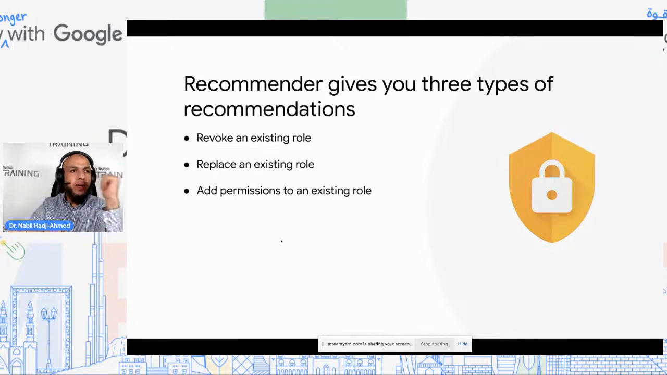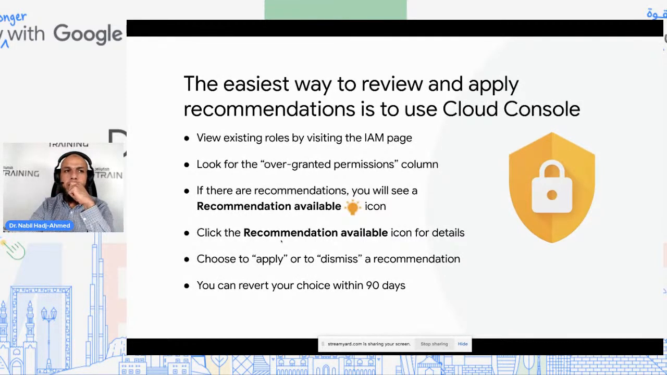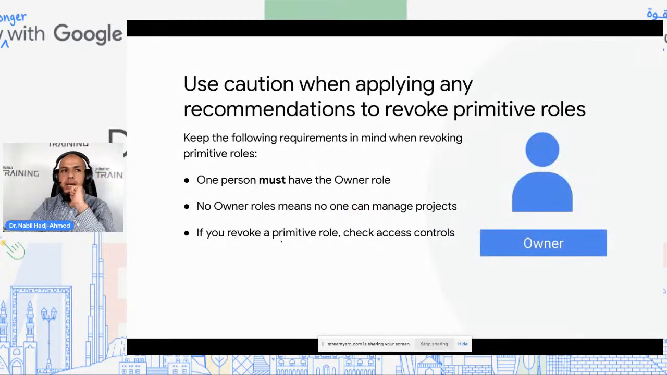So there are three types. You can revoke an existing role that hasn't been used, or replace it, or add permissions to an existing role. So let's say from your profile, the ways that you've been accessing the resources, it will come up, okay, we think as part of that machine learning algorithm that you will need these extra permissions. So it will give you that recommendation as well. And then what you will see, I will show you on the console, you will see a bulb icon, and it will basically ask if you want to apply or dismiss that.